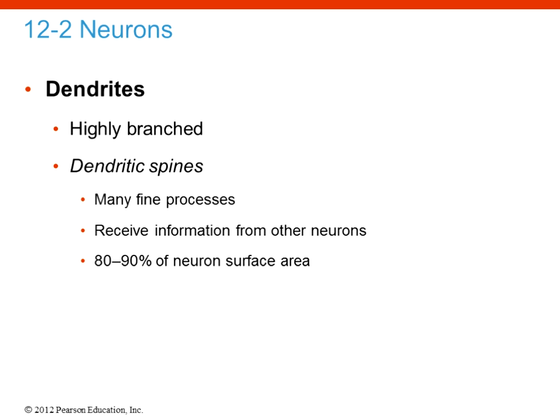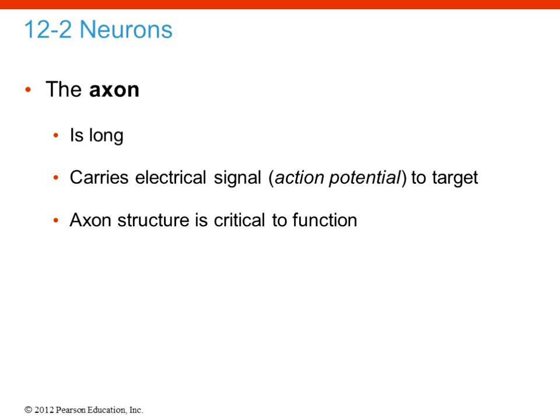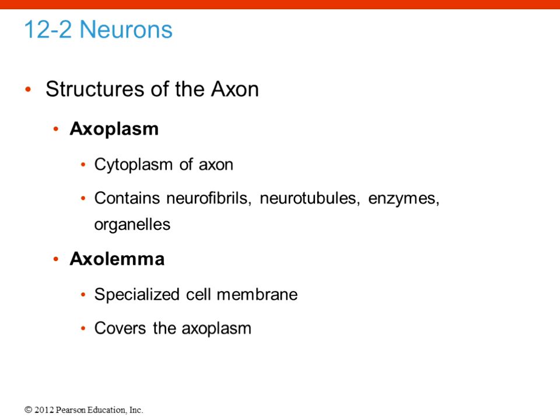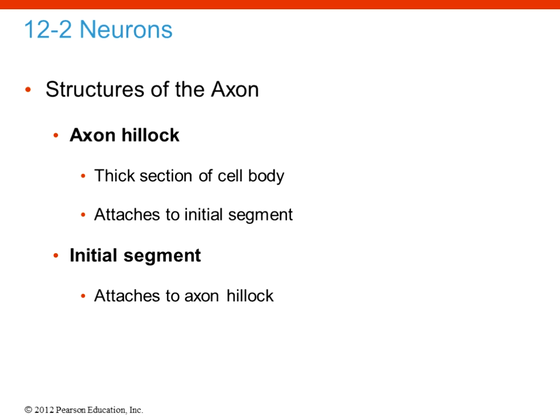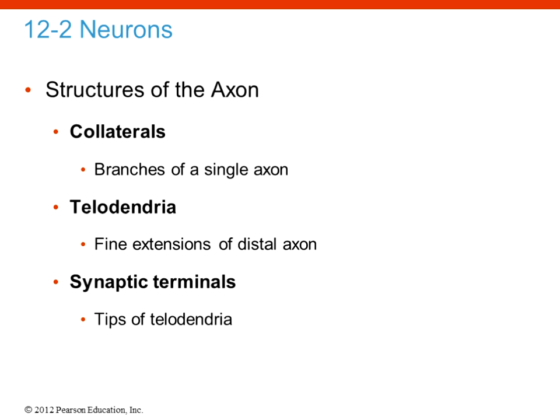Okay? Dendrites are highly branched, with dendritic spines extending off of the neuron, and can receive information from other neurons to extend the communication. And then coming off of the neuron itself is an axon. The axon is this long cord, for lack of a better term, that conducts or carries the electrical signal, or the action potential, to the target. Okay? So the axon is really essential in this process. The axoplasm and axolemma, the membrane, help conduct this impulse. The axon hillock and the initial segment are the initial parts of the axon where oftentimes the impulse is initiated.